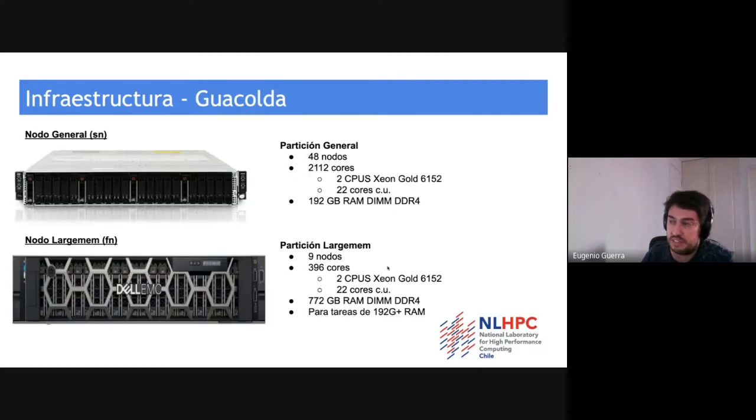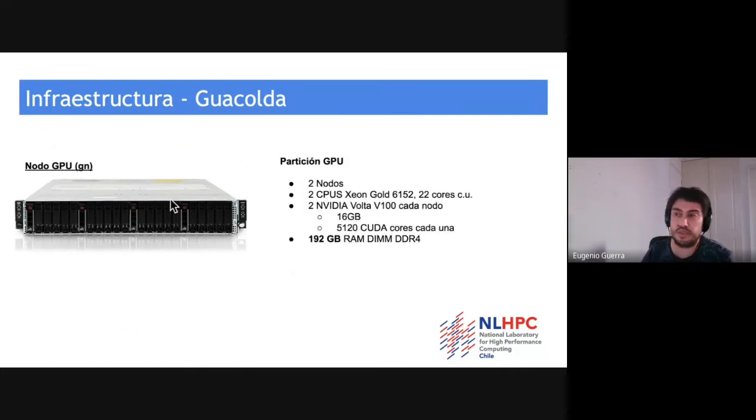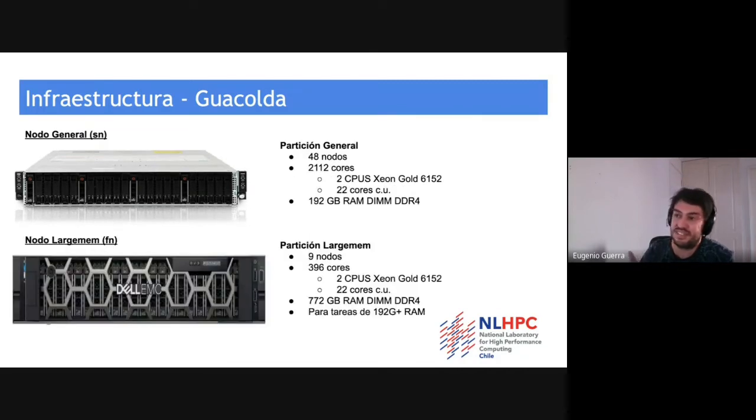The other one has the same number of cores. So you have here 44 cores, and in the other you have exactly 44 cores. The difference between here and here is the memory RAM. So you can find here a big enough memory.